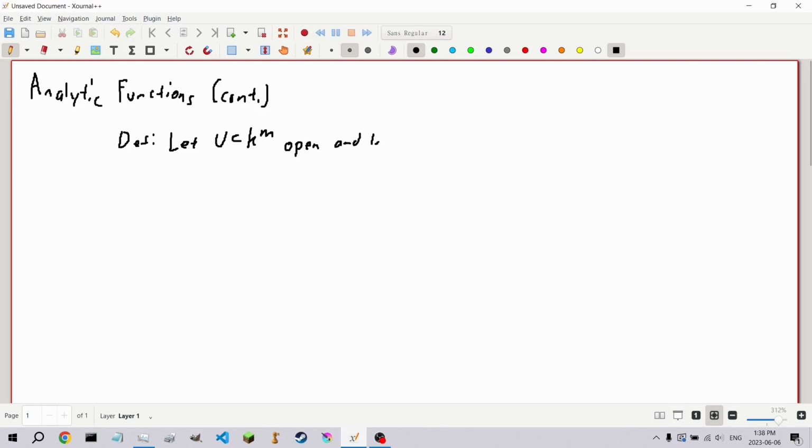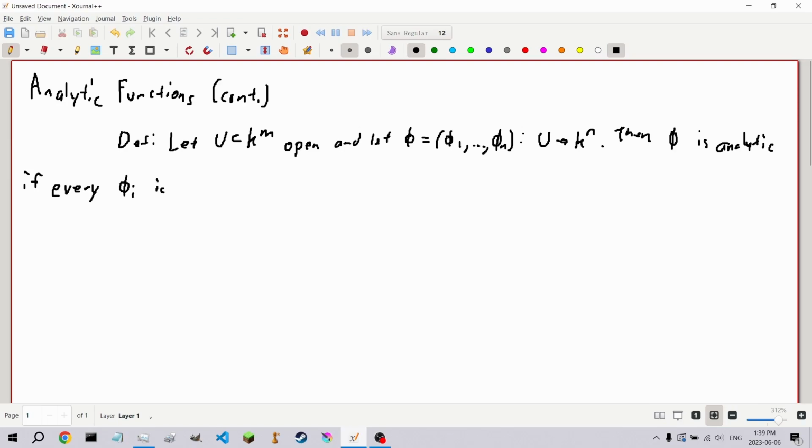and we're going to let phi be a collection of components phi1 through phi n, which as a whole is going to send u to kn, each one sending, of course, an element of u to a specific component of that kn. Then phi is said to be analytic if every component phi i is analytic.